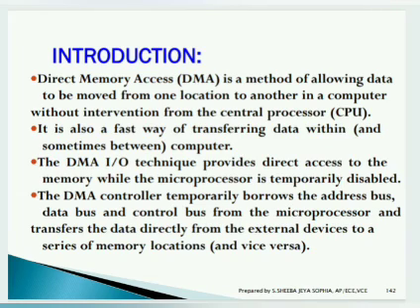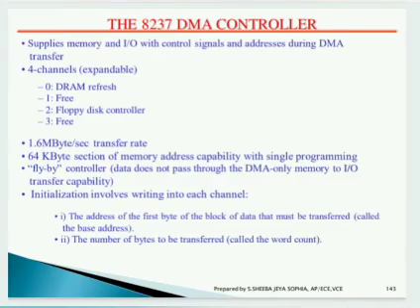The DMA IO technique provides direct access to the memory while the microprocessor is temporarily disabled. The DMA controller temporarily borrows the address bus, data bus and control bus from the microprocessor and transfers the data directly from the external device to a series of memory locations. This DMA controller supplies memory and IO with control signals and addresses during DMA transfer. Four channels, which are expandable, are available here.